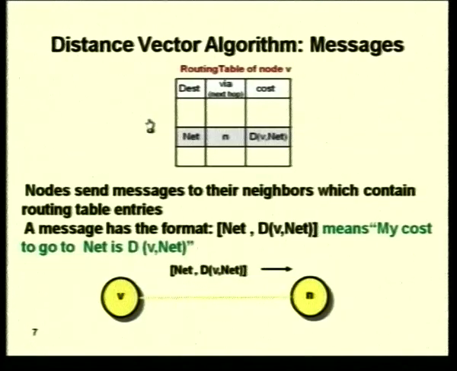If you look at the messages that are used in the distance vector routing algorithm, we just saw what the routing table looks like. The nodes now send messages to their neighbors which contain routing table entries. A message has the format net comma d of v comma net, which means my cost to go to net is d of v comma net. D is the distance or the cost to go to that particular network, v to net to n. This is the information sent as messages exchanged between the various nodes in the distance vector routing algorithm.